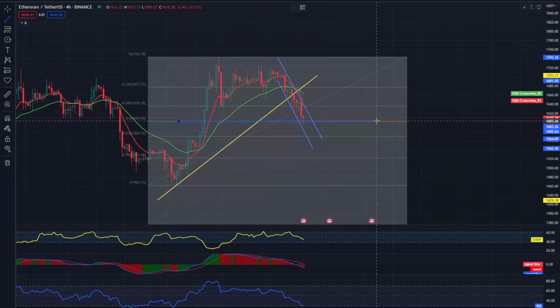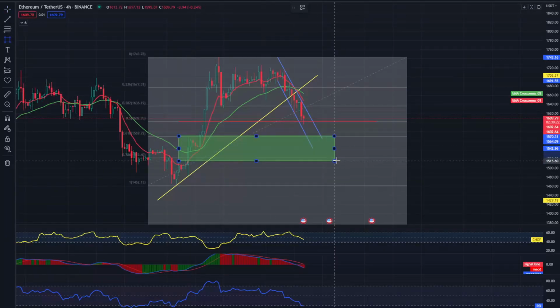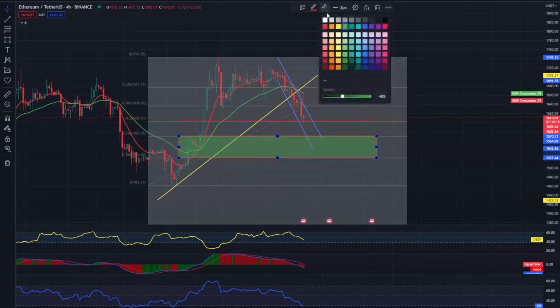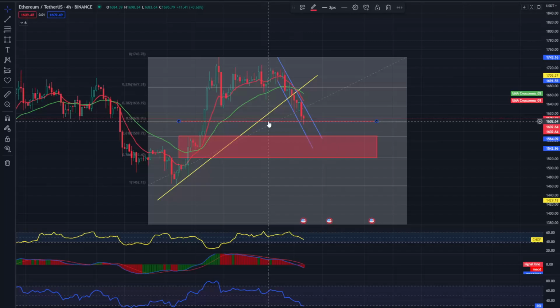And as you can see, we have the first support at $1,603. Then we can mark the strong support zone from $1,570 to $1,522. When the price goes lower, we have the third support at $1,462.